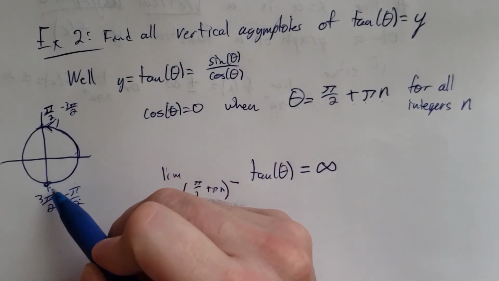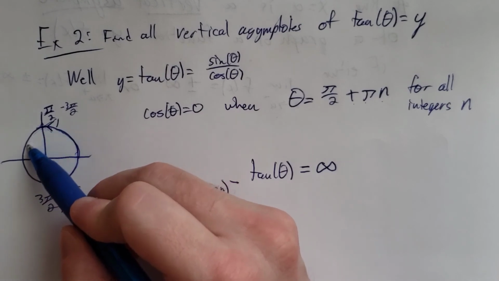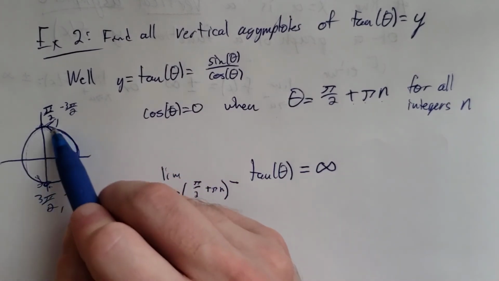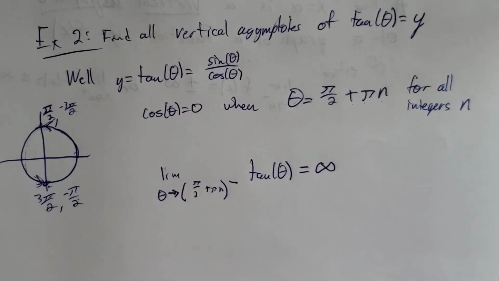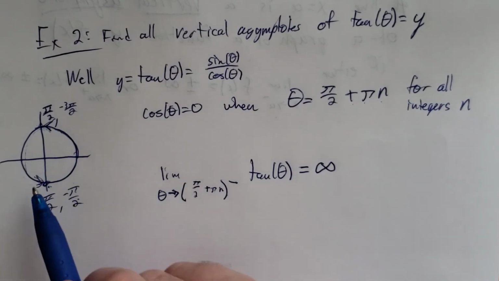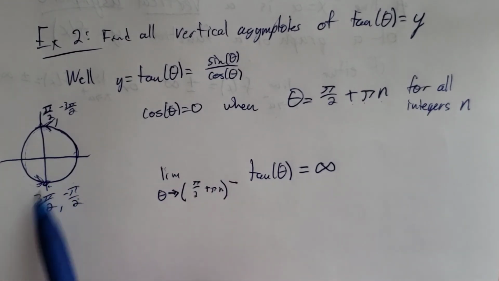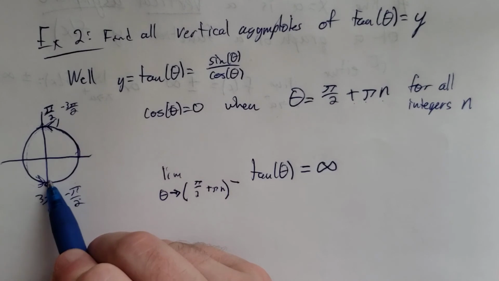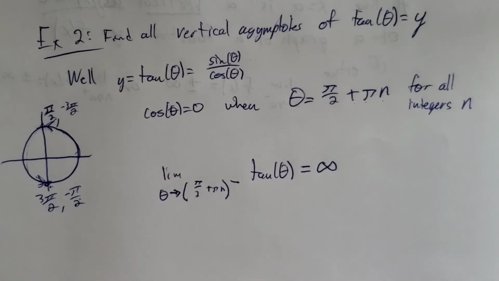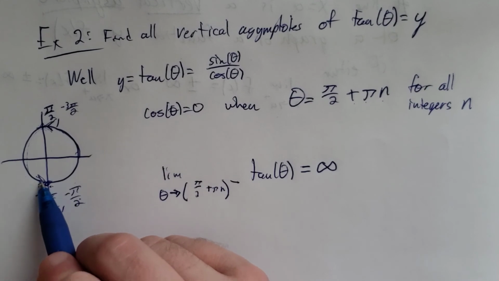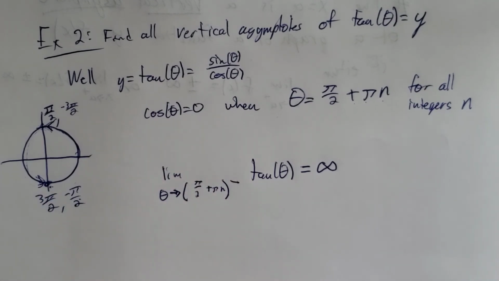If we think about any of the negative values, that's essentially the same thing, except we're approaching from here now. And we get that the sine value is a negative 1 up in the numerator, and the cosine, so the denominator, is small but negative values. So we get a negative over a negative, so again a positive.